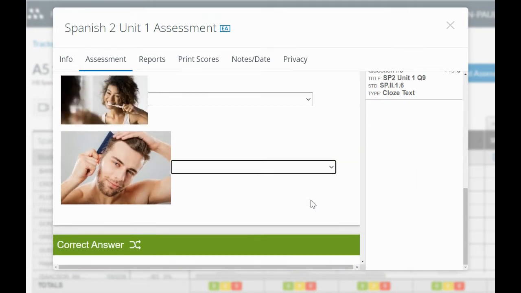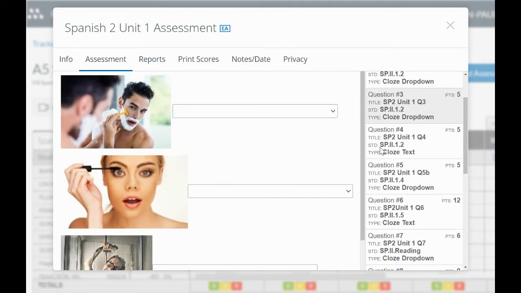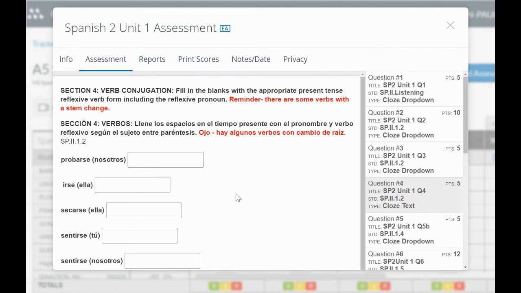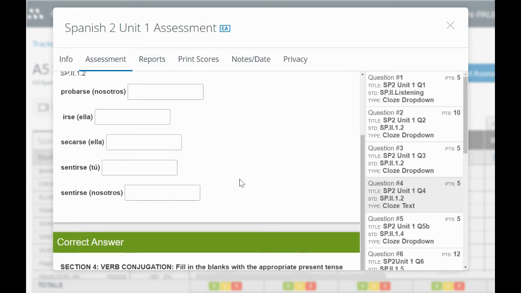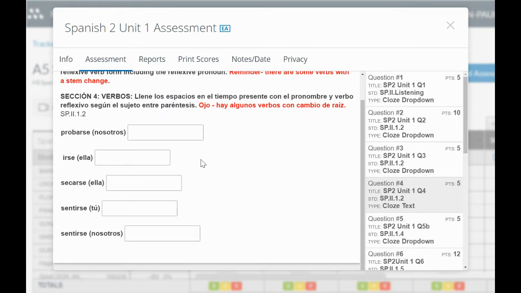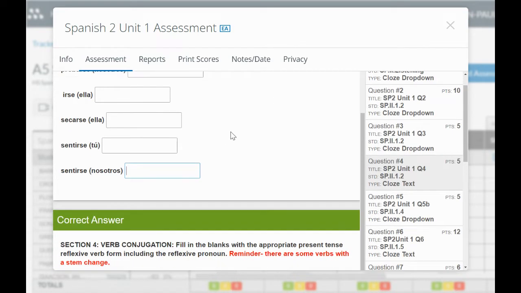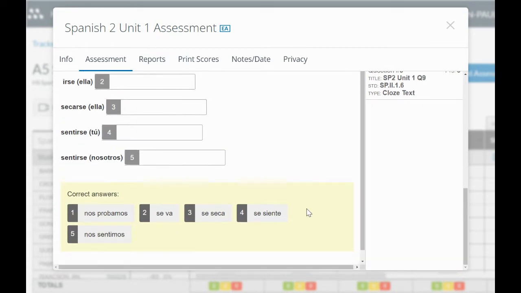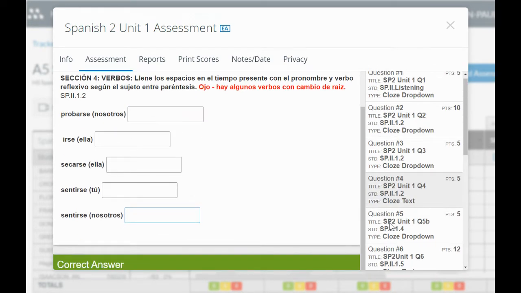Bien. Pregunta cuatro. Question 4. Fill in the blanks with the appropriate present tense reflexive verb form, including the reflexive pronoun. Reminder: there are some verbs with a stem change, so you're going to put this probarse in the nosotros form, put them in the correct form based on who's doing the action. Don't forget about your stem changers. Shouldn't be too difficult.